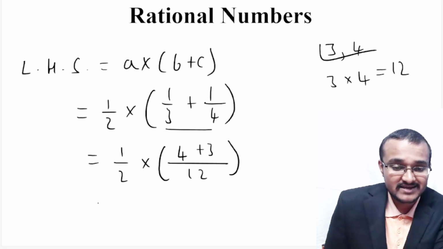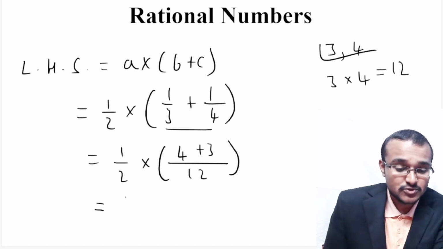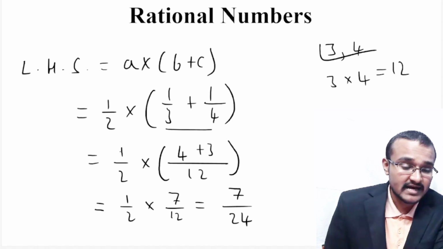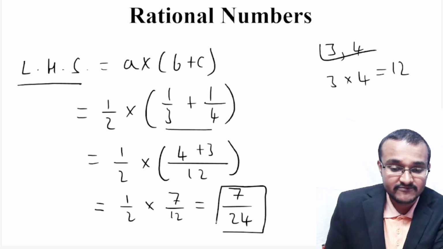So when you solve this, you will get 4 plus 3 is 7, so 7 by 12. So 1 by 2 into 7 by 12. When you solve this, you will get 7 divided by 24, since 12 2s are 24. Now the answer for this particular LHS is 7 by 24.